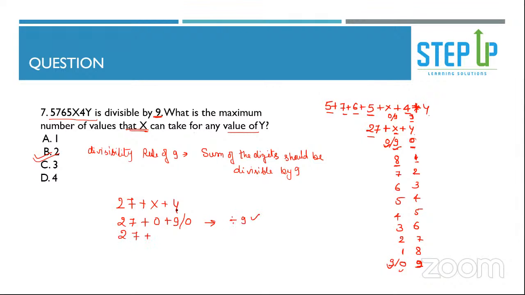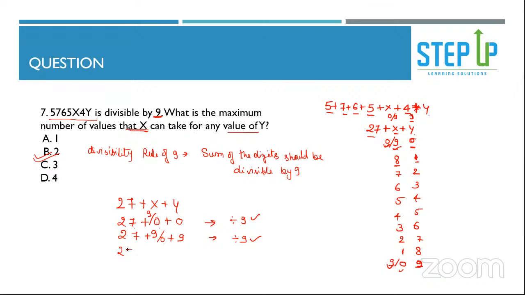Now let's take the y value. If y is 0, then the x value could be either 0 or 9. 27 plus 9 is divisible by 9, and 27 plus 0 is divisible by 9. If the y value is 9, then again x can be 9 or 0, right? Because 27 plus 9, the number will be divisible by 9, and 27 plus 0 plus 9, still the number will be divisible by 9.